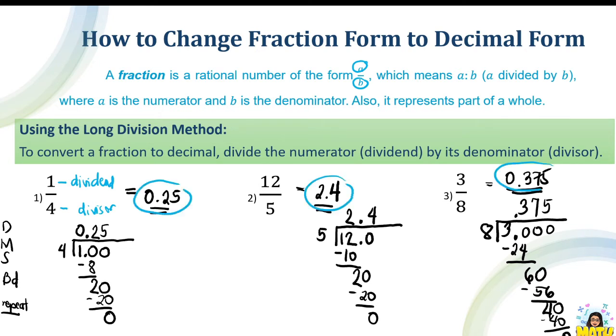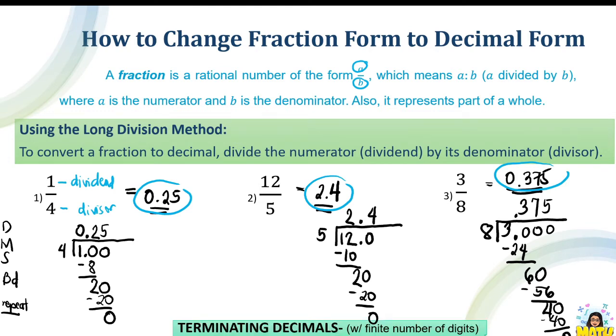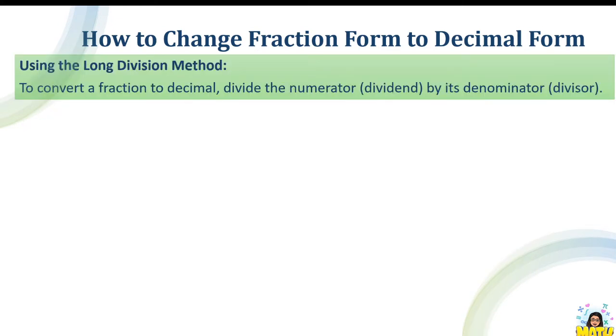Notice that the decimals here are terminating decimals. When we say terminating, they have finite number of digits. Ibig sabihin, bilang lang yung mga digits na meron sila. Kaya naman wala ng remainder at tapos agad ang ating division process. But we have some fractions na hindi terminating. So here, meron pa rin tayong improper fraction, proper fraction, and mixed fraction or mixed number. Still, we will use the same method, which is the long division process.